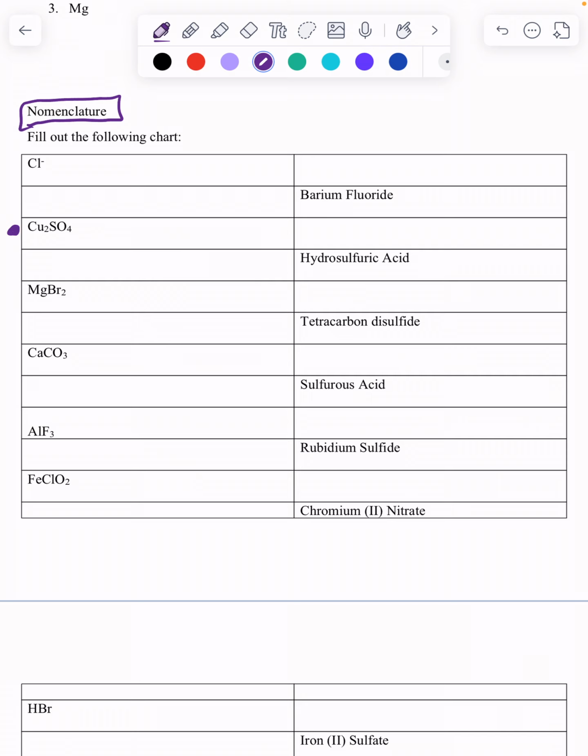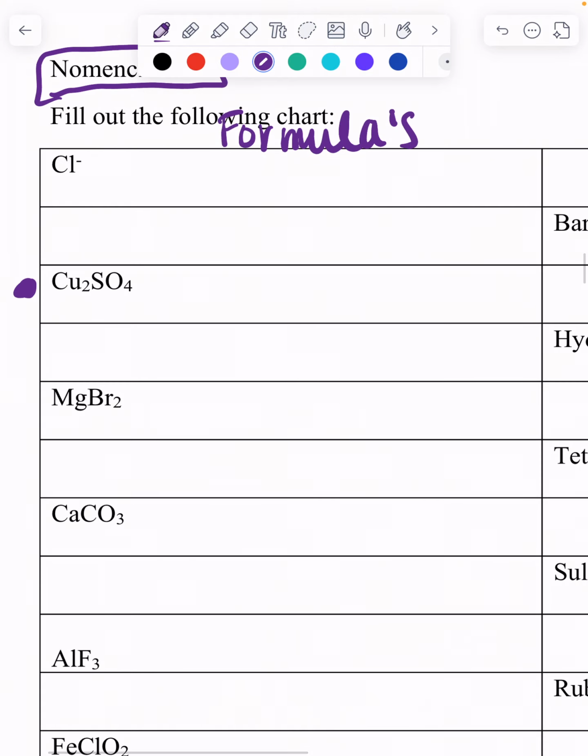This one right here, Cu2SO4. They're giving me my formula already, so these are my formulas, and these are my names. I have a formula, and it wants me to name it. The first thing I notice about this one in particular is that I see a polyatomic ion. That probably means its partner over here creates another ion, and these will come together and form this compound.